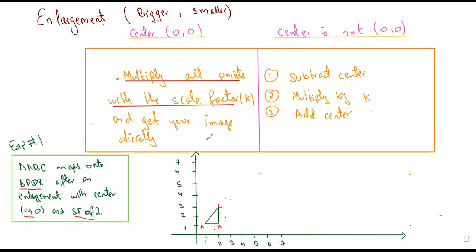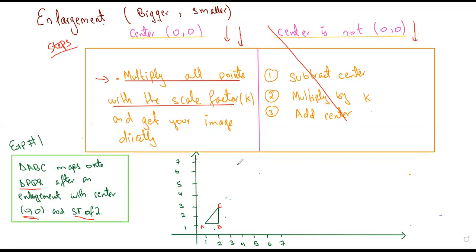Now, just like all the types, please pay attention. We need to follow these steps. And here are the steps. So I need to choose if I need to follow this column or this column. My center is 0, 0, so I would be following the first column. So for now, I'll just ignore this and I will start from here. Multiply all the points with the scale factor and get your image directly.